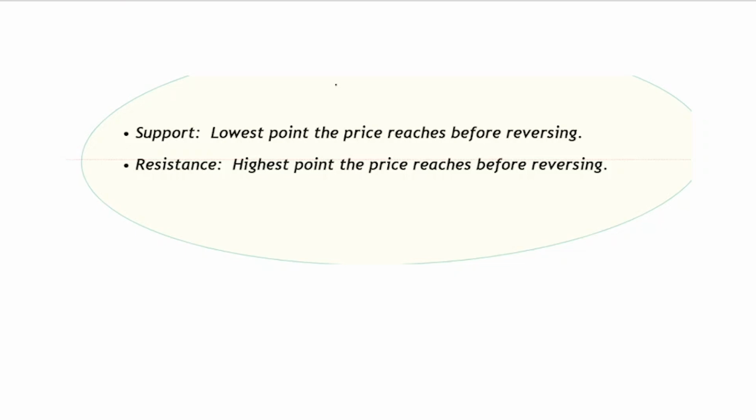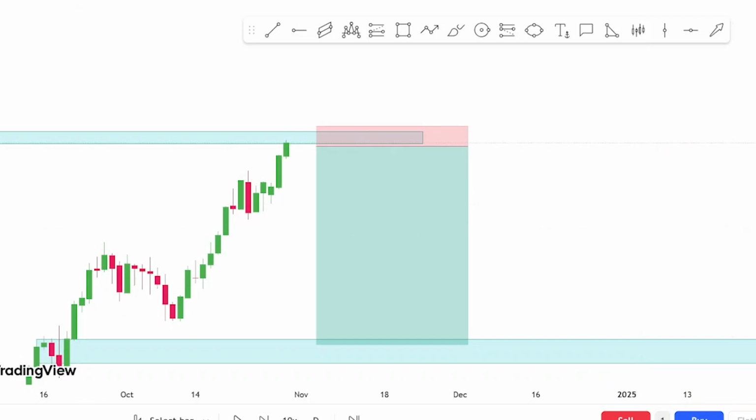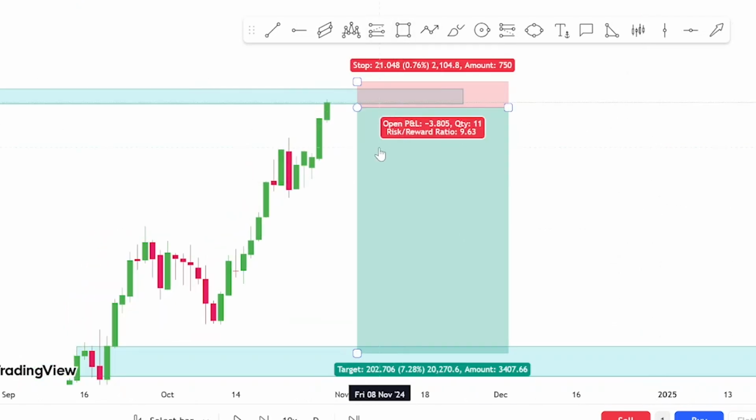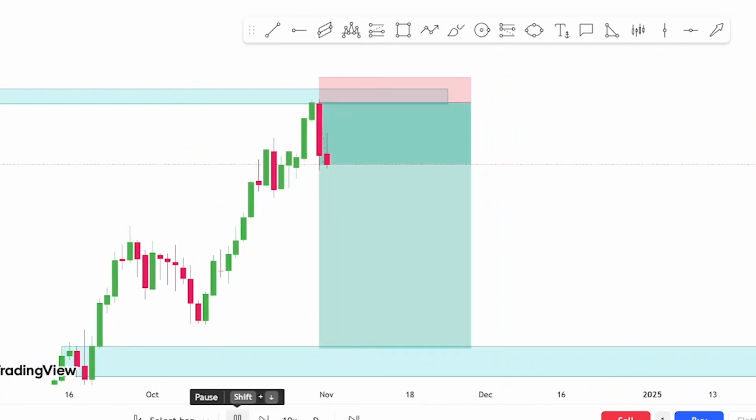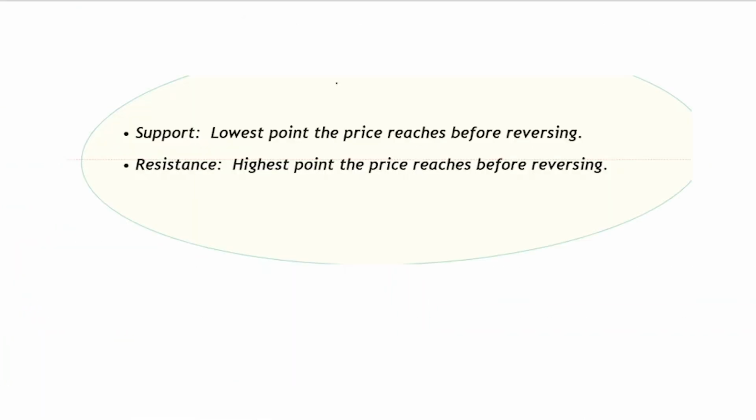For resistance, remember, we are buying when the price is dropping and we are selling when the price is high. So from the high, dropping to the low, we are moving from up to the low. The highest point, that is a resistance. Resistance is the highest point in the market where the price reaches before changing the direction or reversing to the downside, before deciding to move for a selling position. So in the market, we are buying from support, and we are selling from resistance.